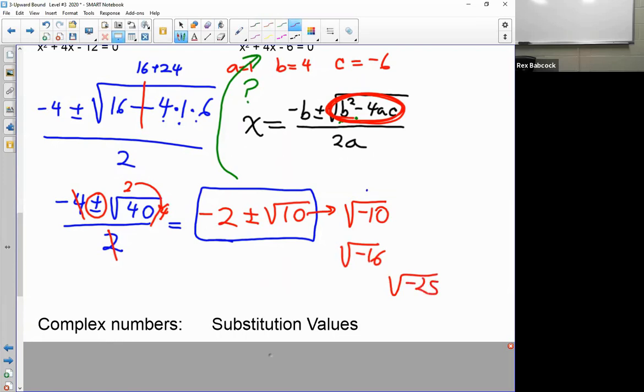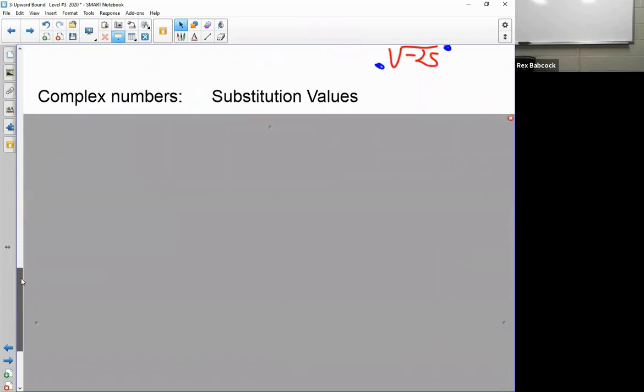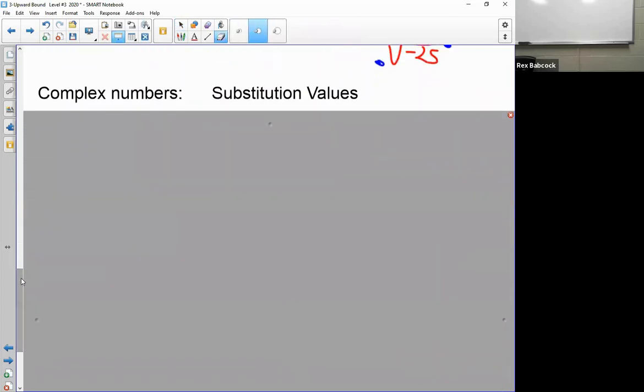But clearly, look at these. They're all different, and all I'm saying is the same thing. It's not a real number, but they're all different. So there has to be some kind of system to tell those apart, and that's what complex numbers do. I want to talk to you about the substitution values first. And what I mean by substitution values is this.